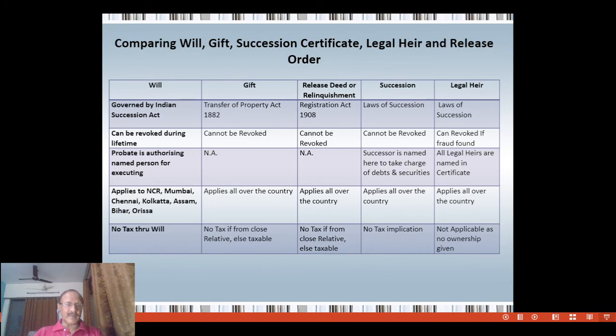The will is applicable to the four cities plus Assam, Bihar, Orissa. Gift applies all over the country. Release also, succession also, and legal heir. All these four others apply all over the country. Okay. In will there is no tax. Gift, no tax if it is gifted only to close relatives. Release deed, no tax if given to close relatives, otherwise taxable. Succession tax again follows the will, and for legal heir, such a thing is not applicable.